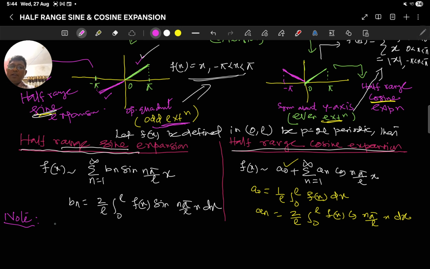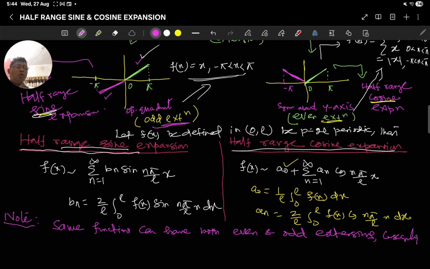So here you note that the same functions can have both even and odd extensions. Consequently, they have both half range cosine and sine expansions, respectively.